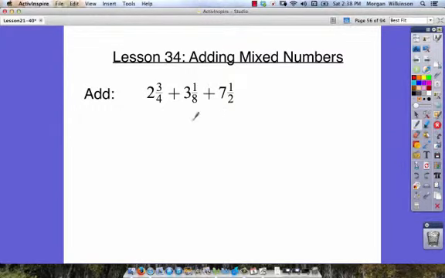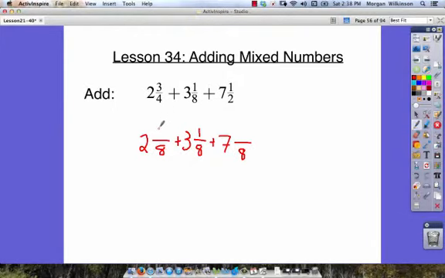Now, in order to do this problem, we know that when we add fractions, we need to have the same denominator. So the least common multiple of 2, 4, and 8, well, that must be 8. So we're going to rewrite. We're going to get 2 and something out of 8, plus 3, and, well, we already have 1 out of 8, plus 7, and something out of 8.